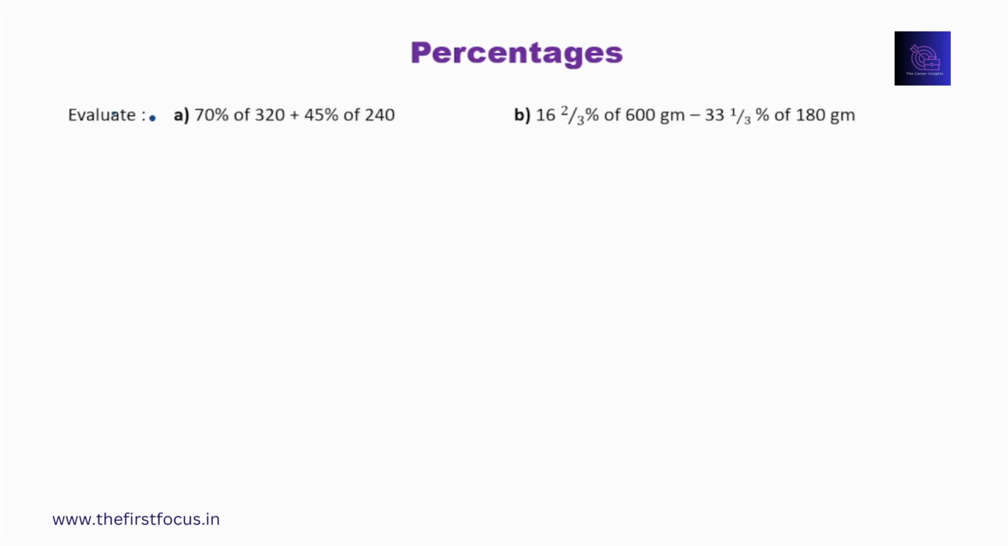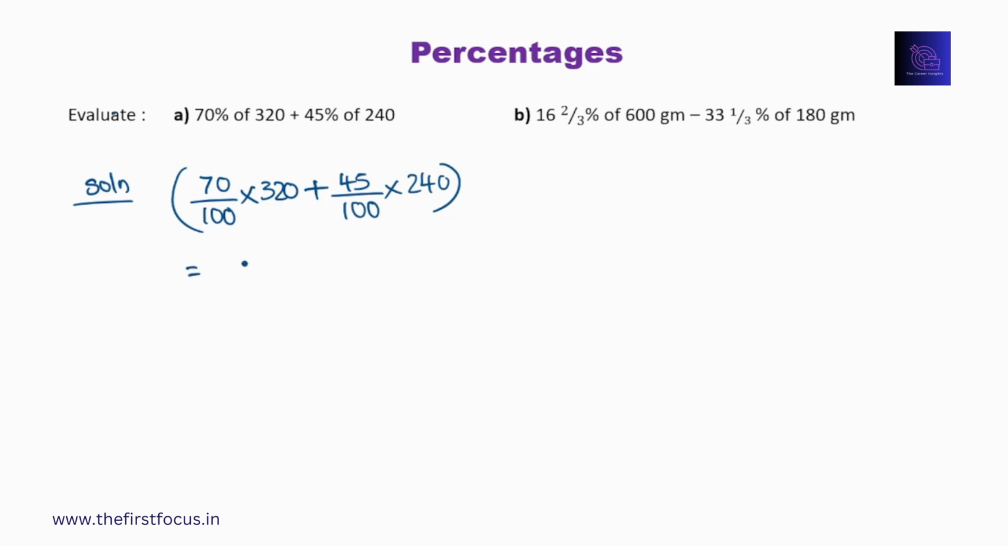See the first problem. Evaluate 70% of 320 plus 45% of 240. Here this 320 is 100% and this 240 is 100%. We have to find 70% out of this 100% plus 45% out of this 100%. That is 70 divided by 100 times 320 plus 45 divided by 100 times 240. On solving this, we get 224 plus 108. The answer we get is 332.